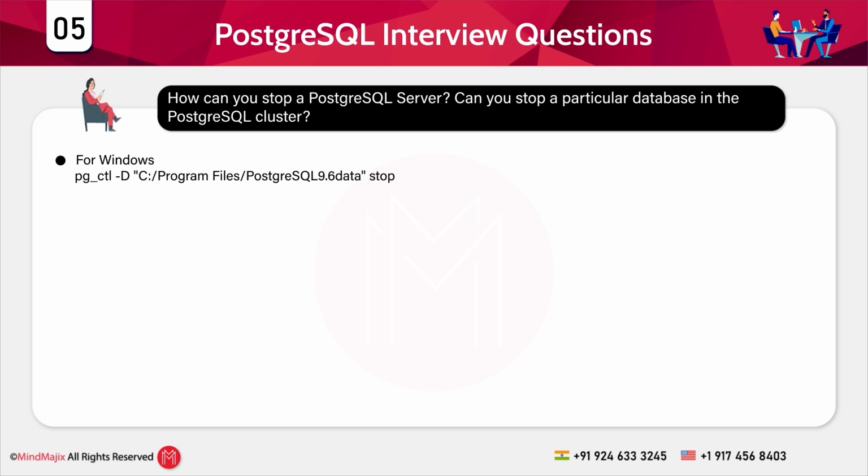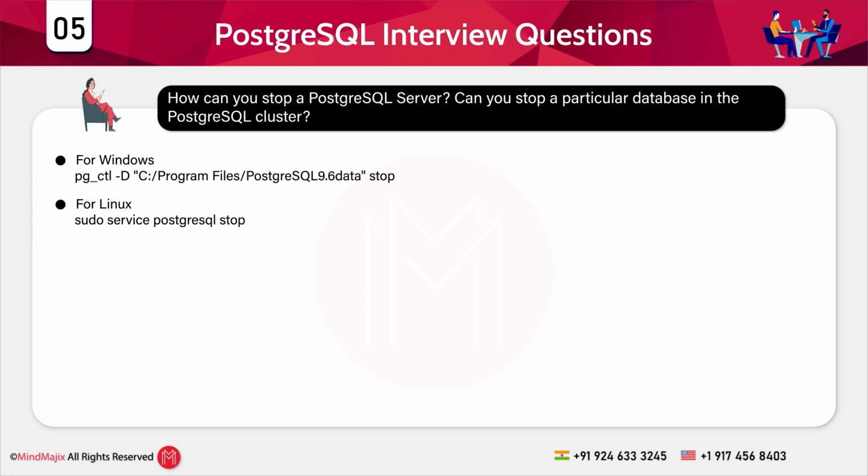The first step here would be to locate the PostgreSQL database directory. And once you have the path of the directory, the command is pg_ctl space -D and then the path and lastly space stop. So this is for Windows based systems. If you're using a Linux based system, the command is very simple. You just type sudo service postgresql stop.